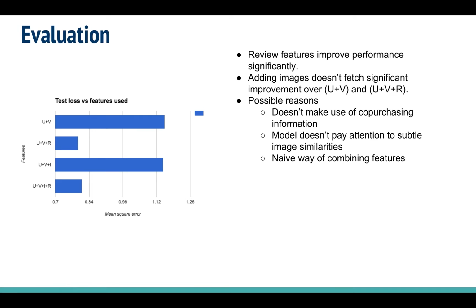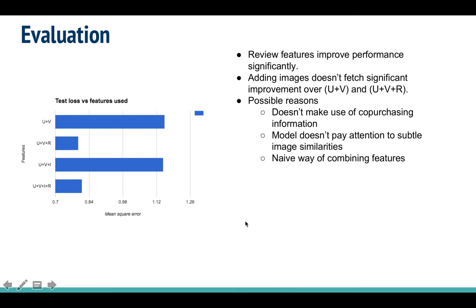We expected using all these features together to give us the best performance, when in fact using reviews gave us a huge boost in the performance, whereas using the image features didn't lead to that much of a difference. So we have a bunch of reasons for what this could be due to.